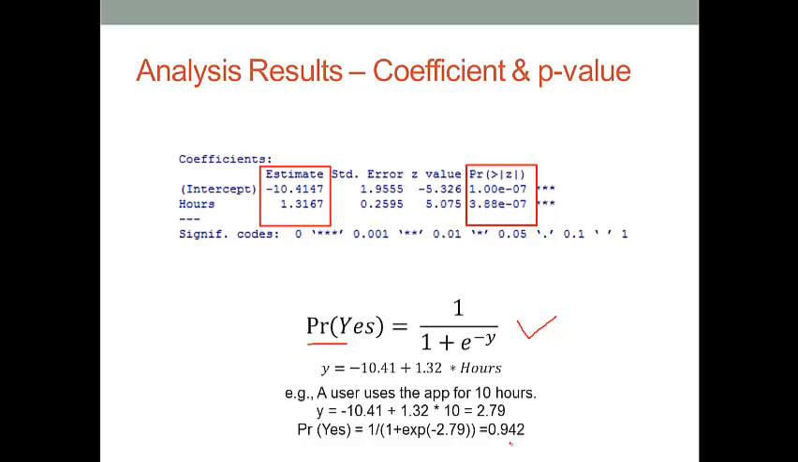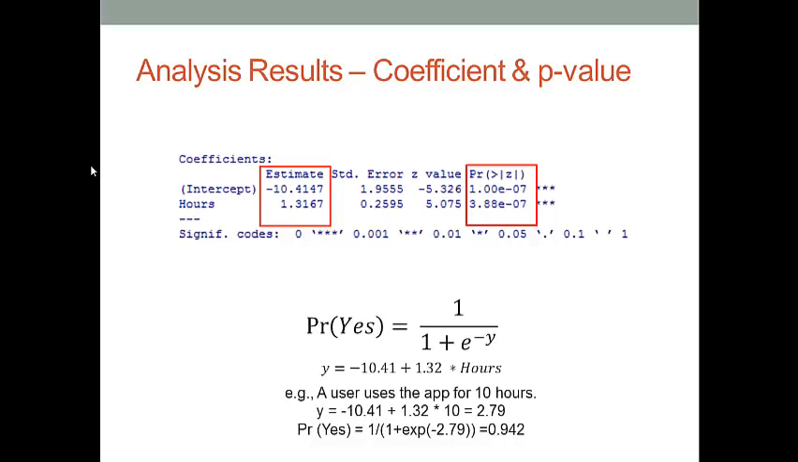What about the probability to get a no answer? We only need to use 1 minus the probability of yes. That will be the probability of no. In this case, 1 minus 94.2% would be 5.8%. This is how we calculate the probabilities. At the beginning of this lecture, I told everyone that we are interested in the probability for the population.